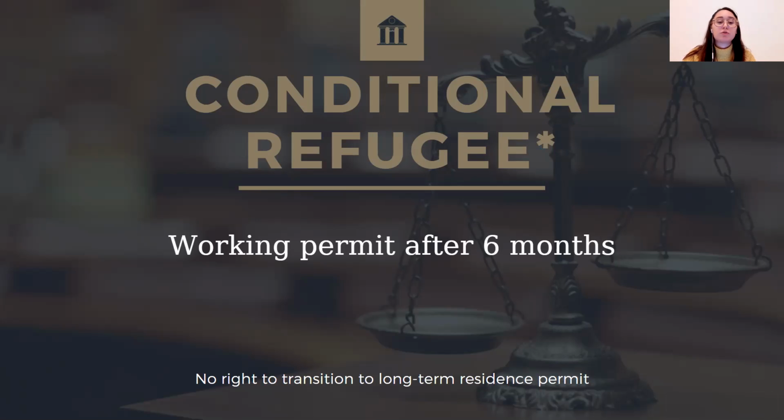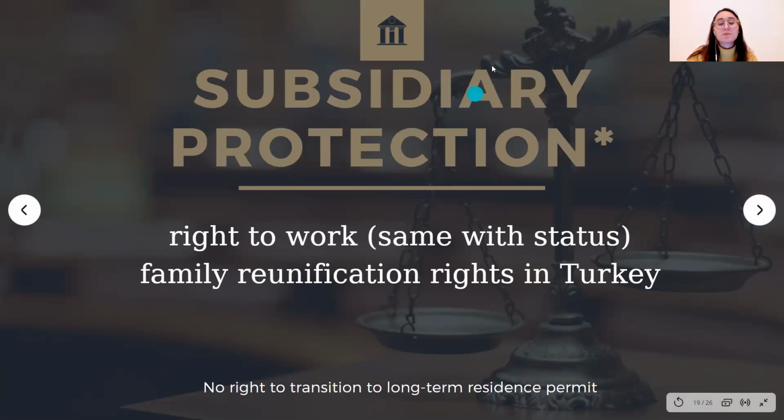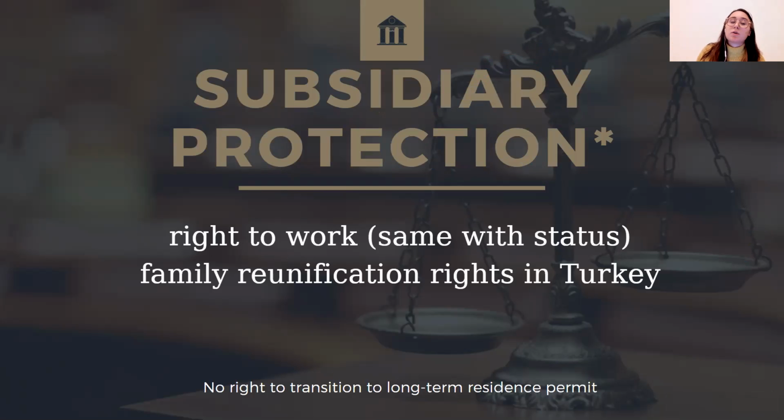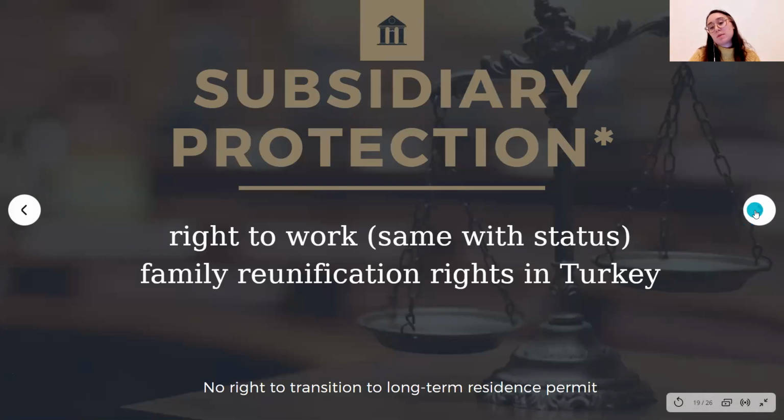Again, conditional refugee doesn't have the right to transition to a long-term resident permit. So let's go to subsidiary protection. For differentiation from the conditional refugee, they get the right to work at the same time they get the status. So it's quite interesting when we look at the conditional refugee status. Also, in differentiation from the conditional refugee, they have family reunification rights in Turkey. Again, they don't have the right to transition to long-term resident permits.